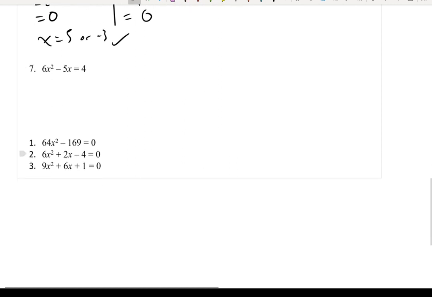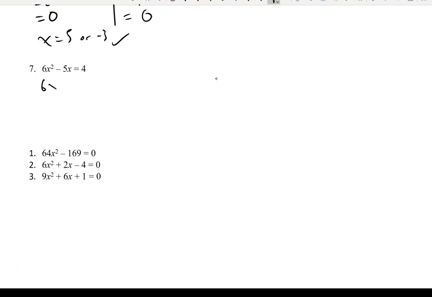We have 6x squared minus 5x equals to 4. The first step is I want to move all my numbers to one side. So I'll move it all to the left. 6x squared minus 5x minus 4 equals to 0. So I just move this over and then change the sign to negative. And then we do the same thing as before. So 3 times 2, and then we have 2 times 2. Let's see if this works. How do I get negative 5? Can I have 6 and 4? Not really. Maybe it's going to be a 4 and 1. Let me try 4 and 1.